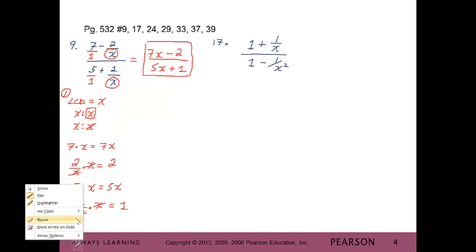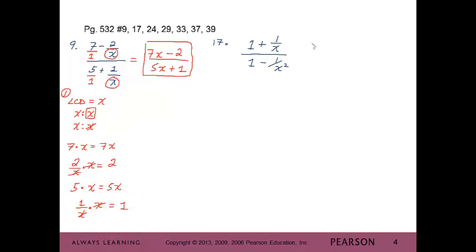So let's start by finding the LCD. So our denominators are x and x squared. So the factors of x are just x, and then the factors of x squared is x times x. We start writing our LCD by writing the factors of the first, which is x. And then we add to this list any factors in the second denominator that's not already there. So this first x, it's already there, so we're not going to write it. However, this second x is not there, so let's write it. So the LCD is going to be x squared.